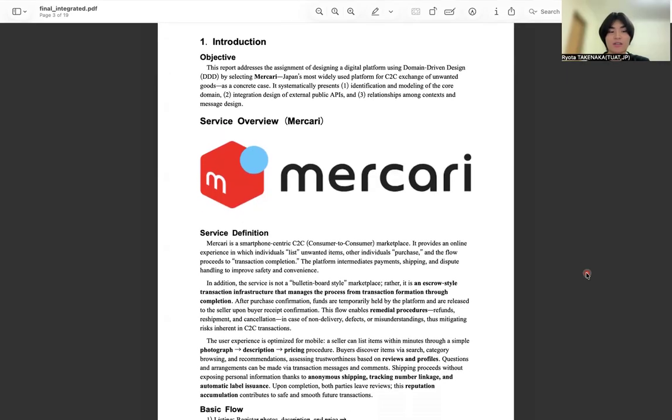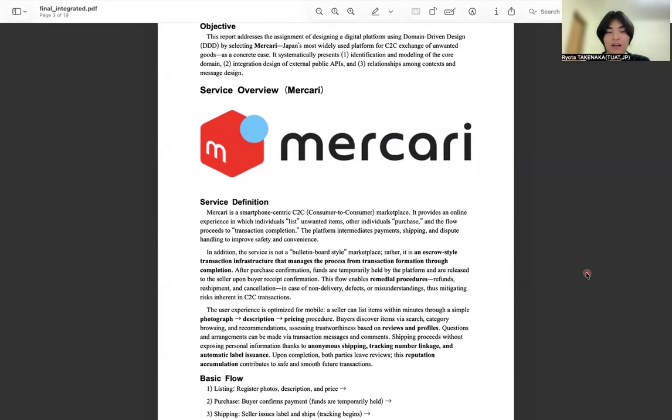So, what is Mercari? It's a C2C marketplace platform primarily used on smartphones. The key feature of Mercari is that it is an escrow-style service, not just a simple bulletin board. This means when a buyer purchases an item, Mercari holds the payment. The platform only releases the money to the seller after the buyer confirms that they have received the item. This escrow system is crucial for building trust and safety in C2C transactions.